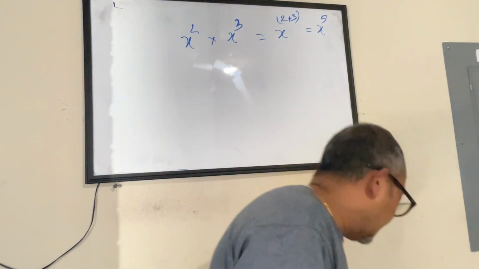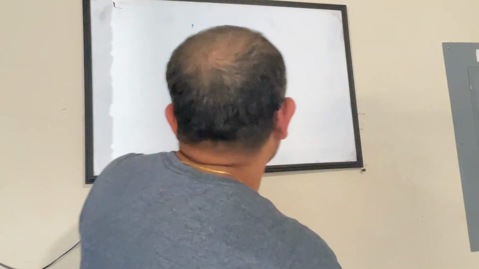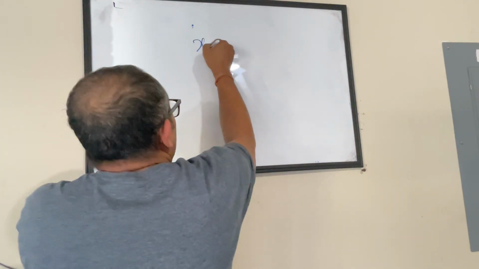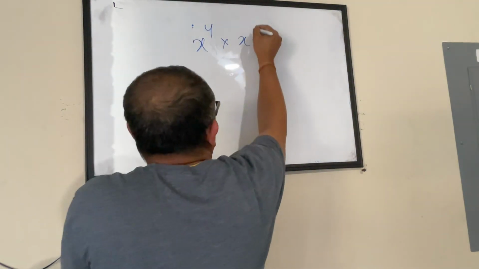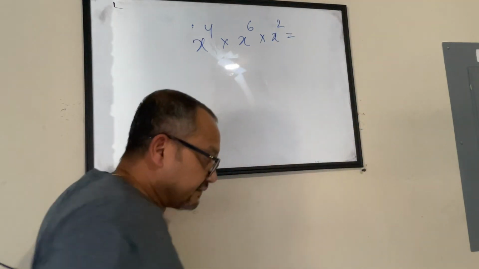Now, if I go to the next step, again, everybody knowing the exponents might be laughing at me right now, saying, okay, you are talking about kids' play. But hold your emotions for a little bit more. x to the power 4 multiplied by x to the power 6 multiplied by x to the power 2. How much will that be, Araf?